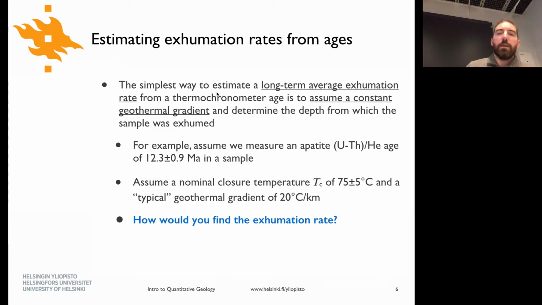And the simplest way that we could calculate one of these exhumation rates would be to assume the geothermal gradient is constant. In other words, we can assume the change in temperature with depth is a constant. So oftentimes people will say, oh, the geothermal gradient is 20 degrees C per kilometer. So the question here is, if we have a closure temperature, for instance, of 75 degrees C, and we've got an age of 12.3 million years, how would you take this information and come up with an exhumation rate?